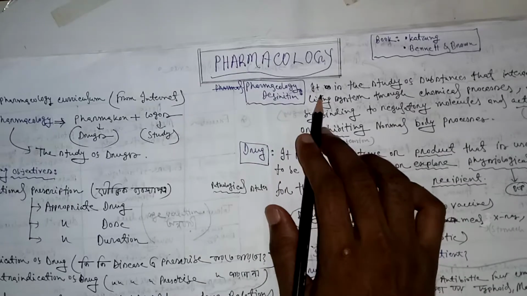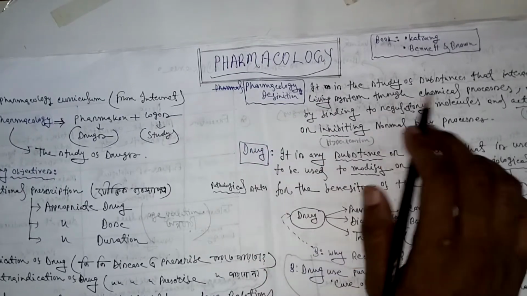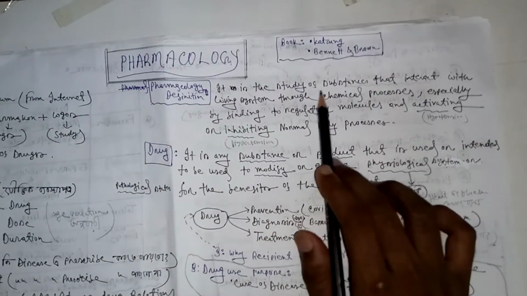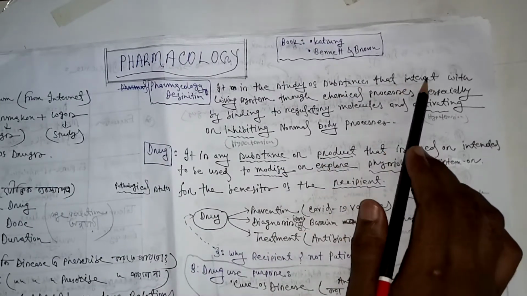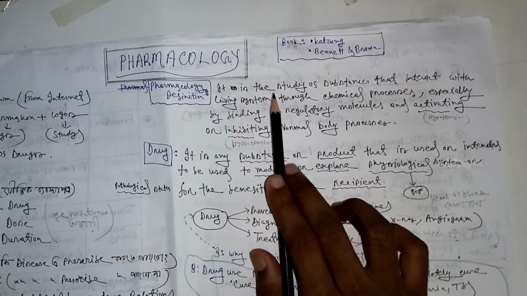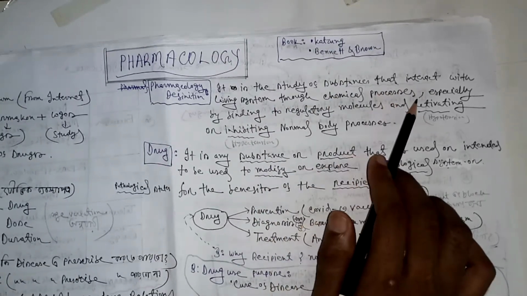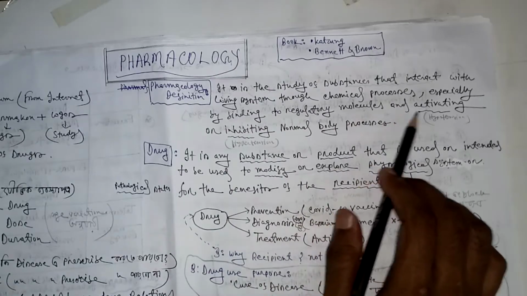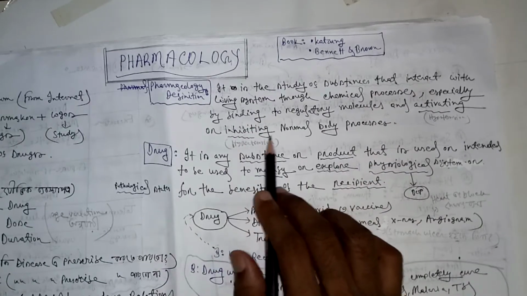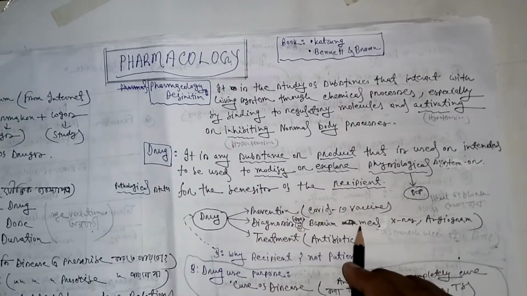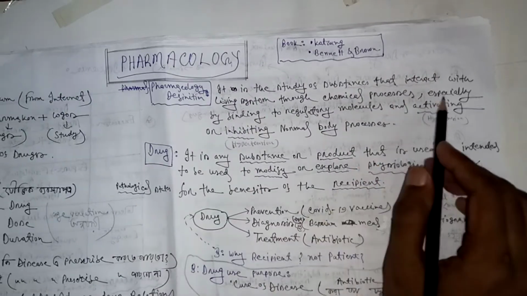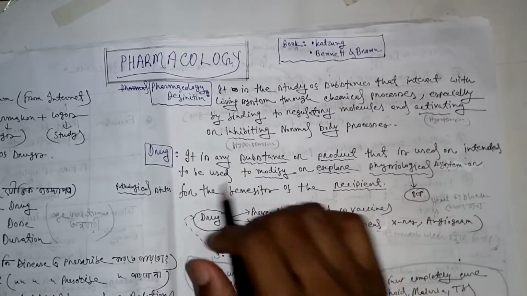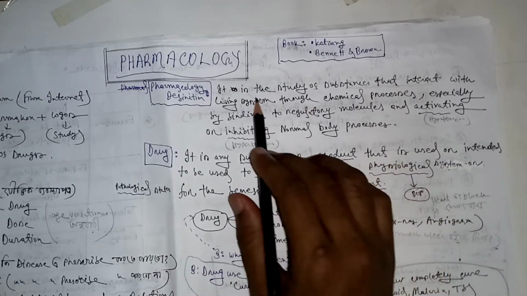The definition of pharmacology has been taken from Katzung. It is the study of substances that interact with living systems through chemical processes, especially by binding to regulatory molecules and activating or inhibiting normal body processes. Here there are some terms that need explanation.